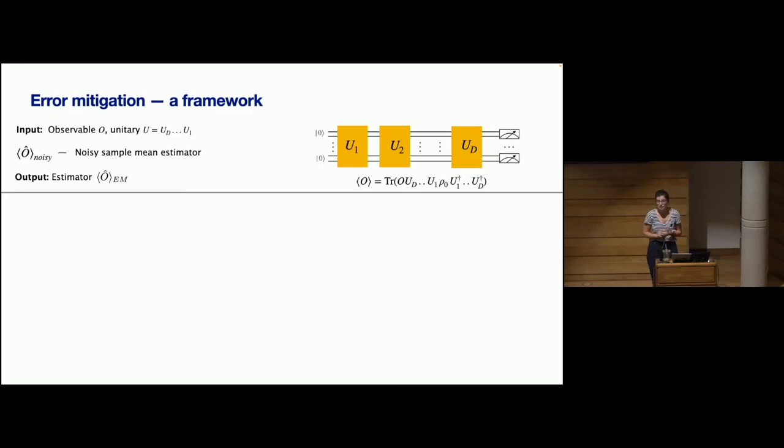All right, so how does error mitigation for observables work? You have an input observable and some unitary circuit, and the goal is to have an estimate of the expectation value of the observable with respect to some state. Now, if you're running things on a quantum backend, you have to deal with finite sampling. So your output is going to be a sample mean estimator, with a variance that scales inversely proportional to the number of shots.